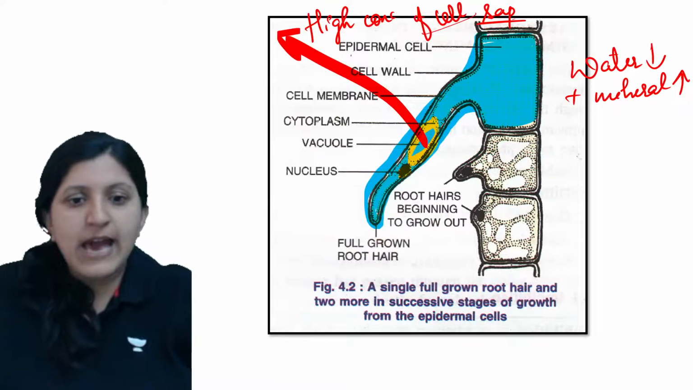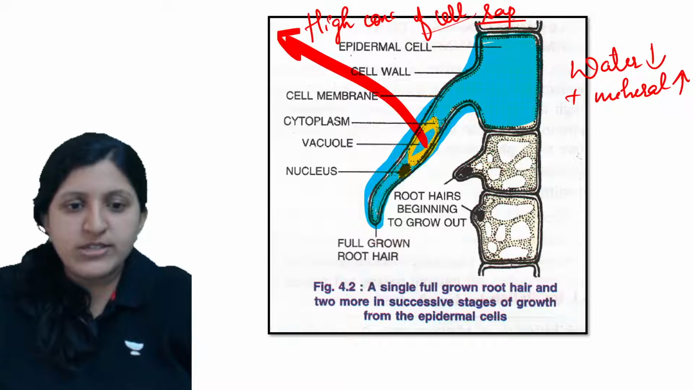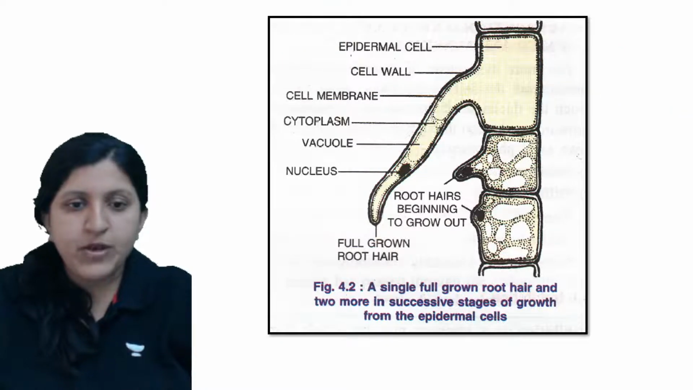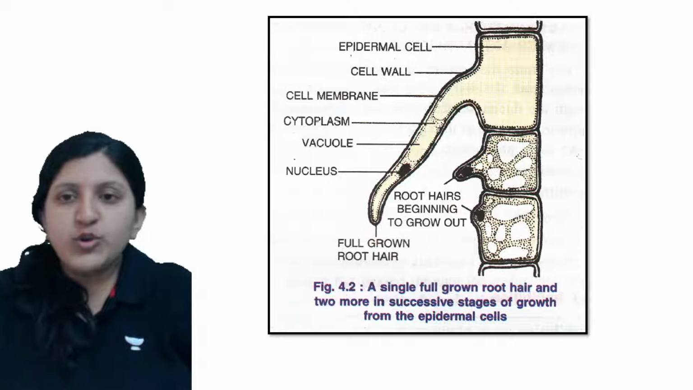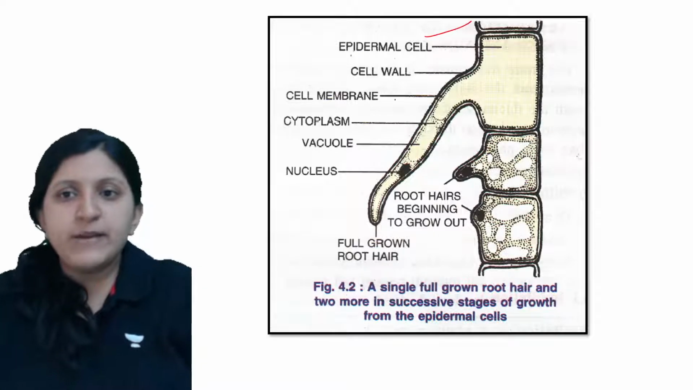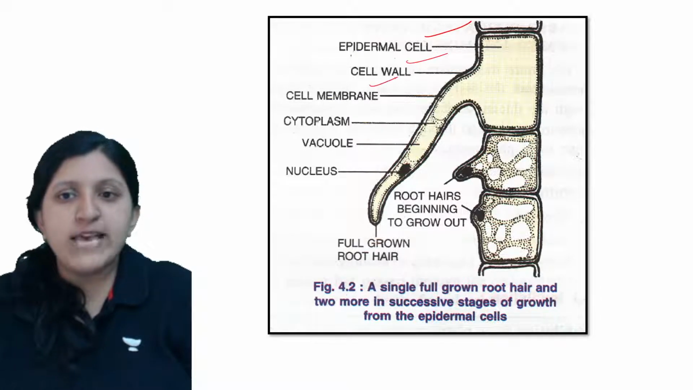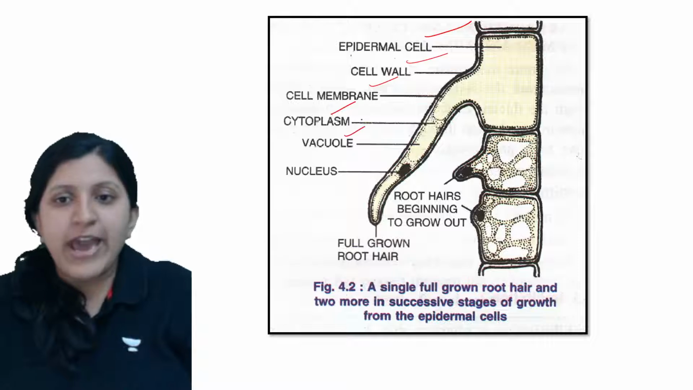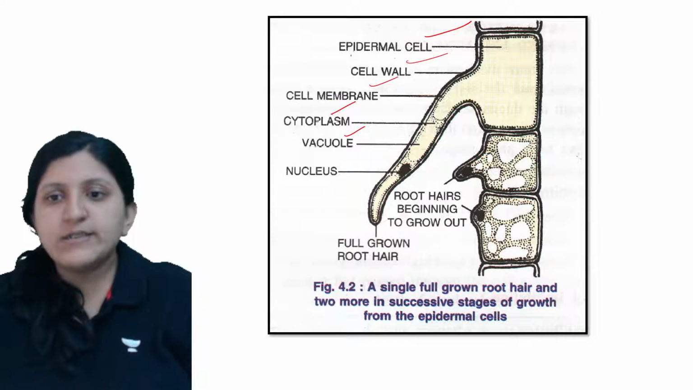So you can just have a look at this picture. Let me just erase this. Okay. So here is a picture of an epidermal cell. So this is a cell wall, cell membrane, cytoplasm, vacuole is there. So this is a nucleus. Root hair beginning to grow out.